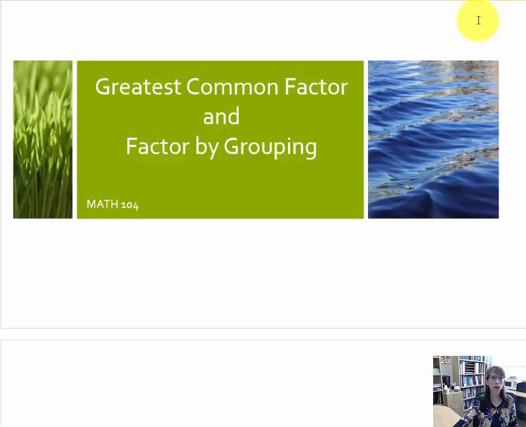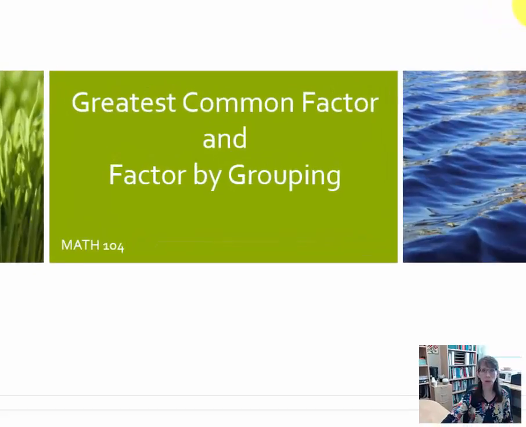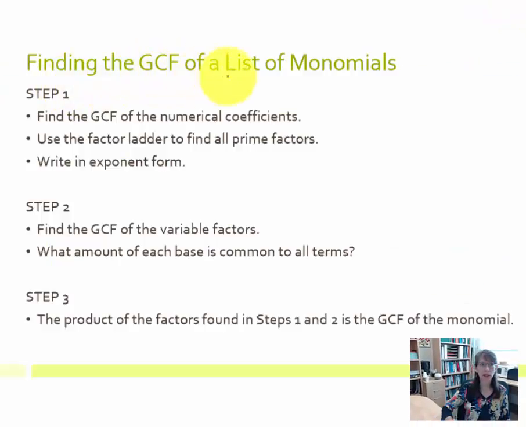In this video, we're going to talk about the greatest common factor and how to use factor by grouping. To find the greatest common factor of a list of monomials, we're going to do the following steps. Step 1, we'll find the greatest common factor of the numerical coefficients. In order to do this, we'll use a factor ladder that consists of prime factors only. And if we write those in exponent form, it might help us to identify what the greatest common factors are.